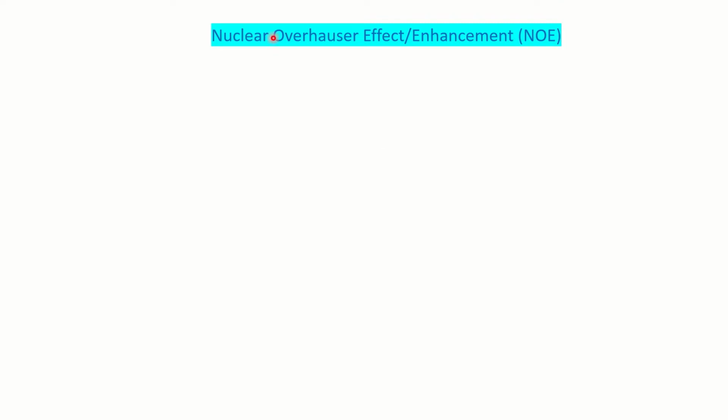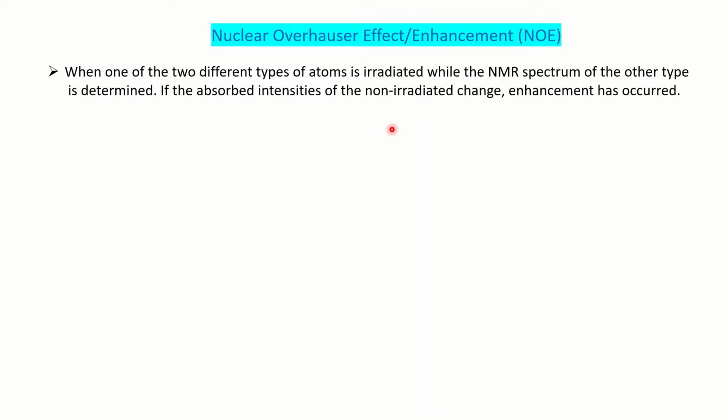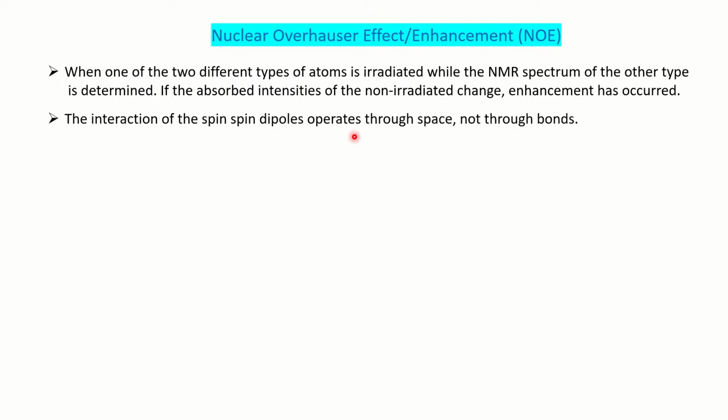First, we will discuss the nuclear Overhauser effect or enhancement, called NOE. So what is NOE? Normally we have seen proton NMR and C13 NMR techniques, which involve two NMR active nuclei. Basically, in this technique, when one of the two different types of atoms is irradiated, we record the NMR of one nucleus while the intensity of the non-irradiated one is enhanced. We'll understand it better by taking one example.